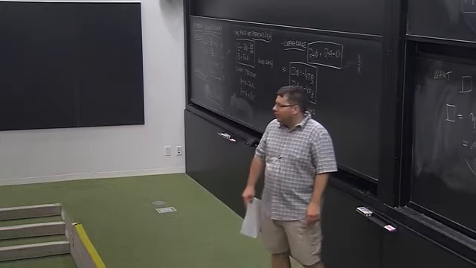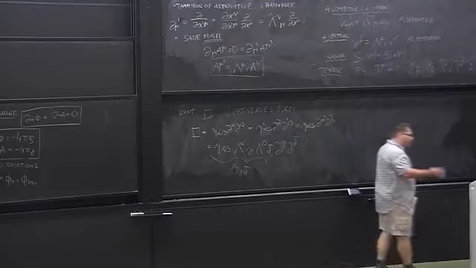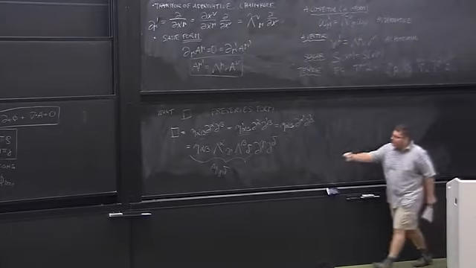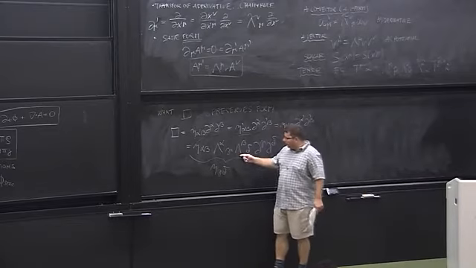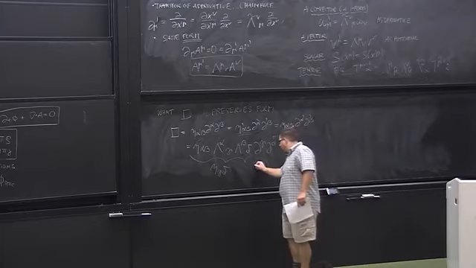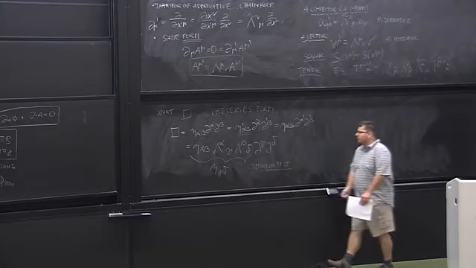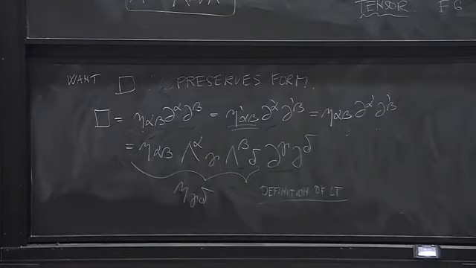And this is precisely the definition of a Lorentz transformation. If you write it in terms of matrices, you have lambda transpose eta lambda equals eta. That's the definition of the Lorentz transformation. So in order for the box to remain the same, I have to further specify my linear transformations, and they have to satisfy this relation. Anything that satisfies this relation is called a Lorentz transformation.